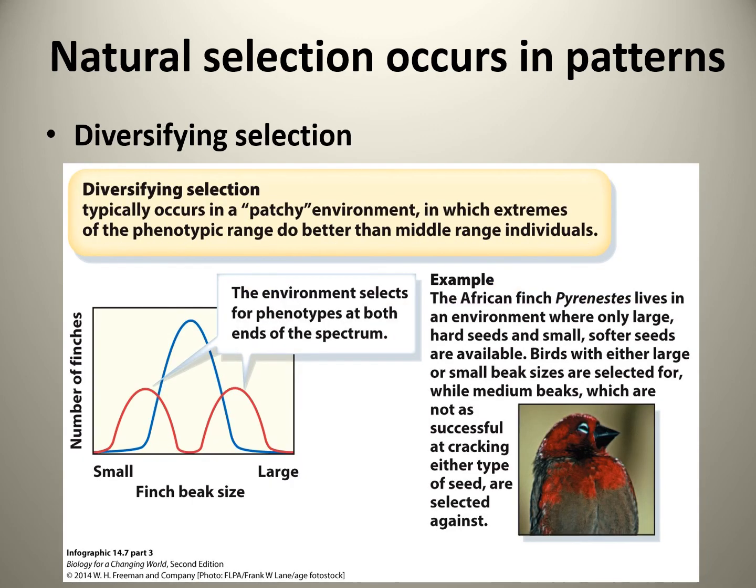And last but not least, we have diversifying selection. This is when you have a patchy sort of environment and you favor the extremes of the phenotypic range. As an example, we have finches. Let's say that we only have medium seeds available on some island, and we've got small and large finch beak sizes. Or well, let's say we have small, medium, and large.